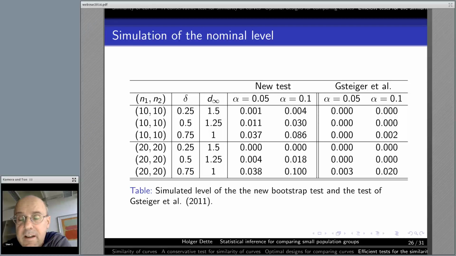Okay. We also see that the test of Steiger et al. does not keep its nominal level at all. So it's very, very conservative. Okay? And what you see here also is, if you move into the interior of the null hypothesis, so if the true difference between the curves is substantially smaller than the pre-specified level, which is 1 in our case, then the level of the test is substantially smaller than alpha. This is actually desirable because we want to have a small type 1 error and a small type 2 error.